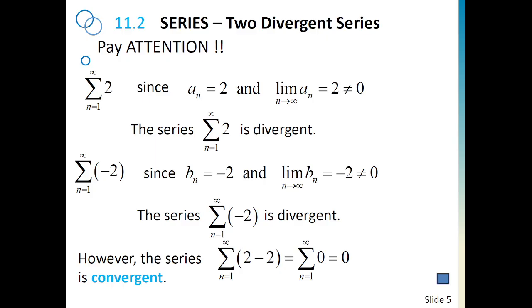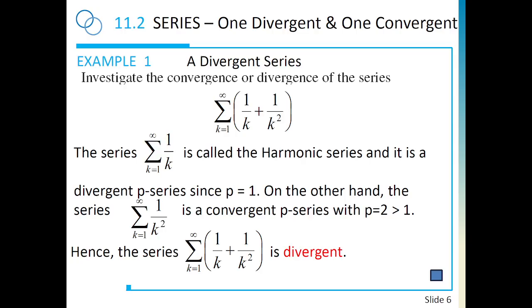Our result is: for two convergent series, when we add or subtract them, we get a convergent series. If we have one convergent series and one divergent, when we add or subtract them, we get a divergent series. However, if we have two divergent series, in general, we need to be very careful. We cannot conclude anything. We need to check case by case.